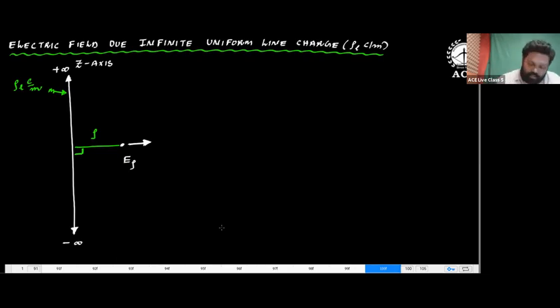Okay, see here. What is the expression to be used to find this electric field, beta? Electric field E is equal to the line integral of rho L dl divided by 4 pi epsilon r square into r cap. I am not going to do any derivation. No derivation. Derivations are not required for us.